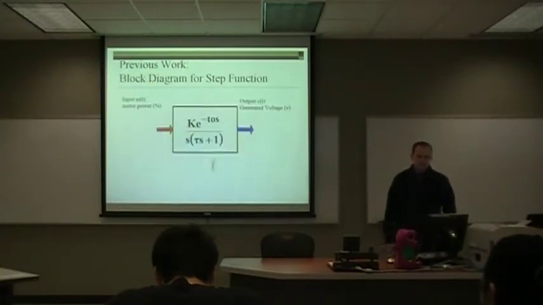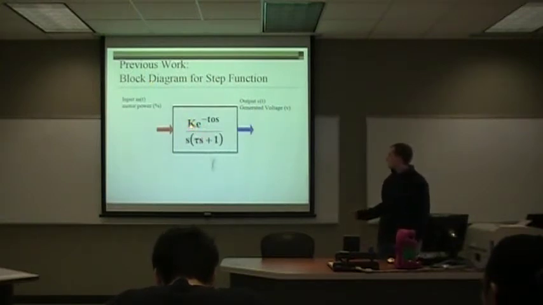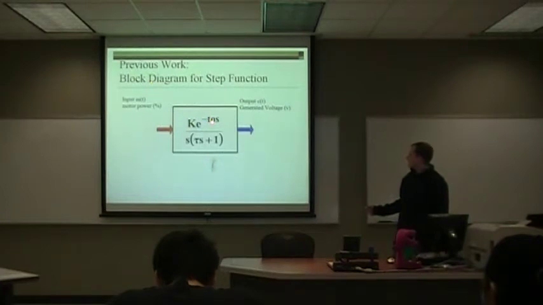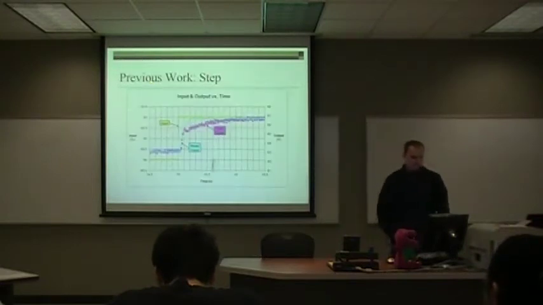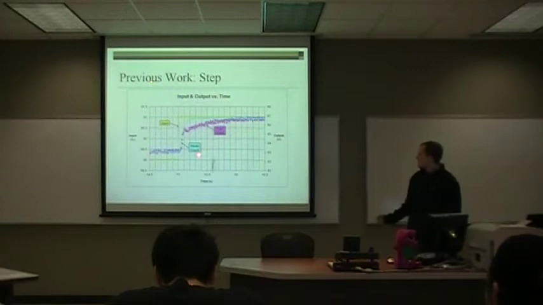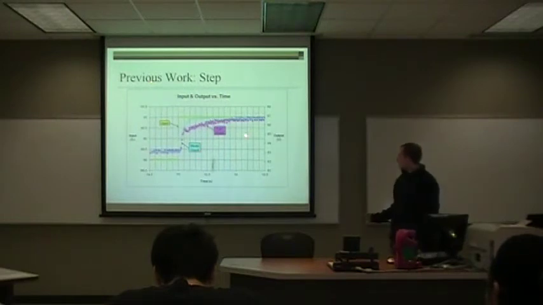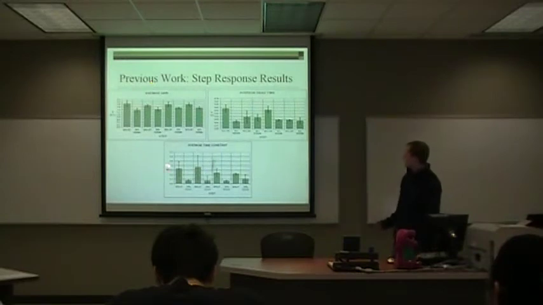Here we have a block diagram for the step function showing the equation in the middle is gain times e to the minus t0 s divided by s times tau s plus 1 in parentheses. This is an example of a step function with modeling. And these are the results we had.